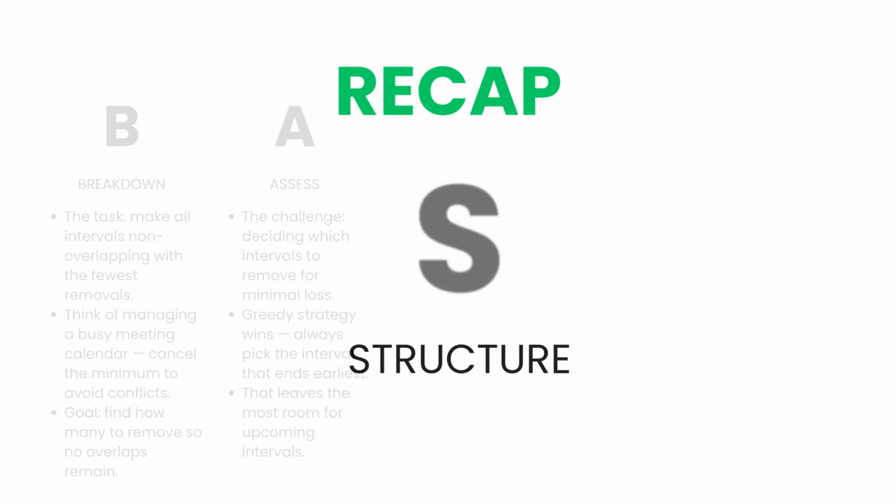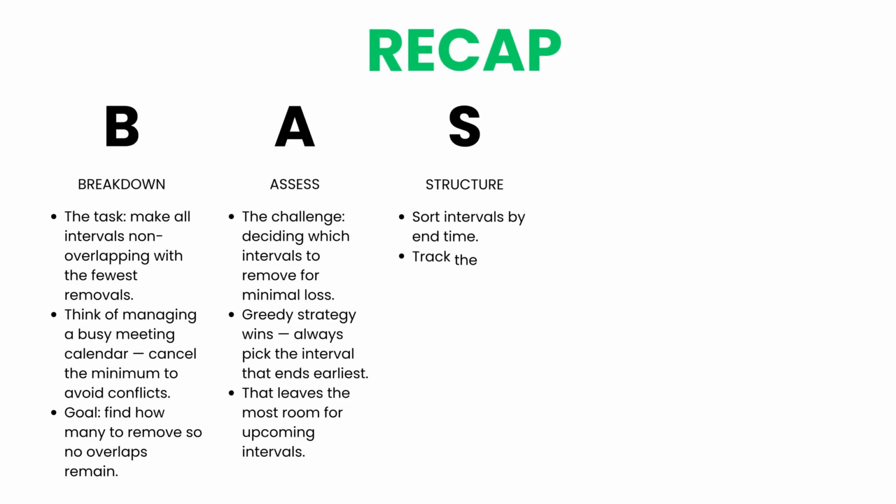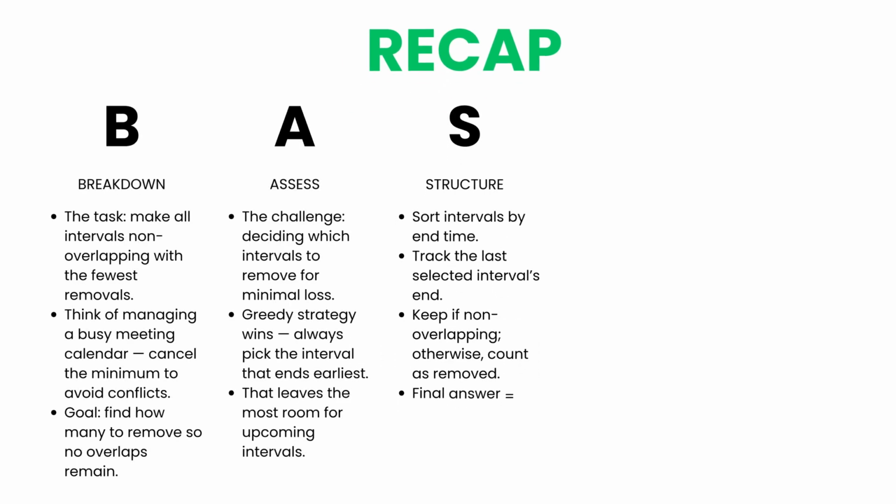Structure recap. The plan was straightforward. Sort by end time, sweep once, and keep an interval only if it starts at or after the end of the last kept one. Every time we see an overlap, we count a removal. The final count is the minimum deletions required.